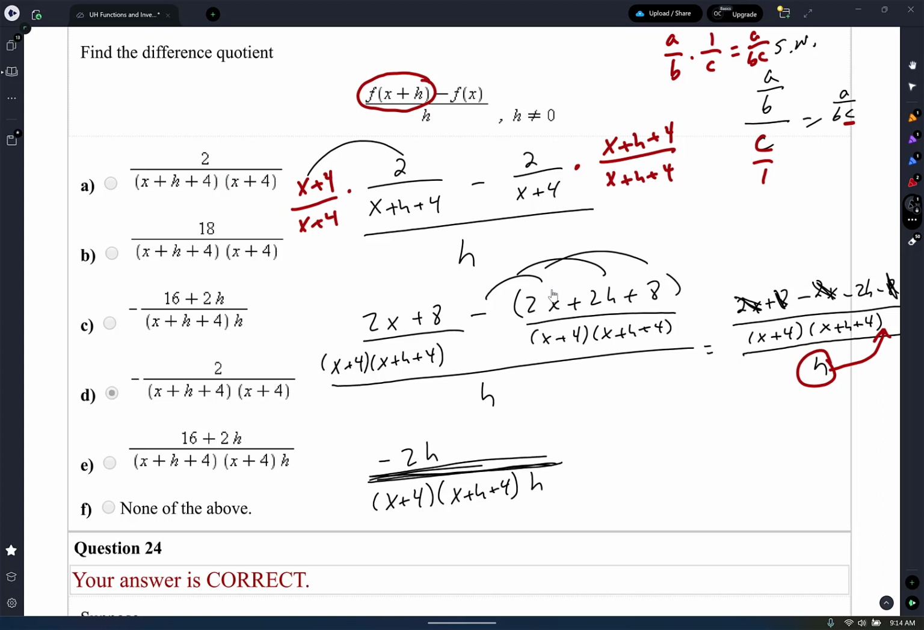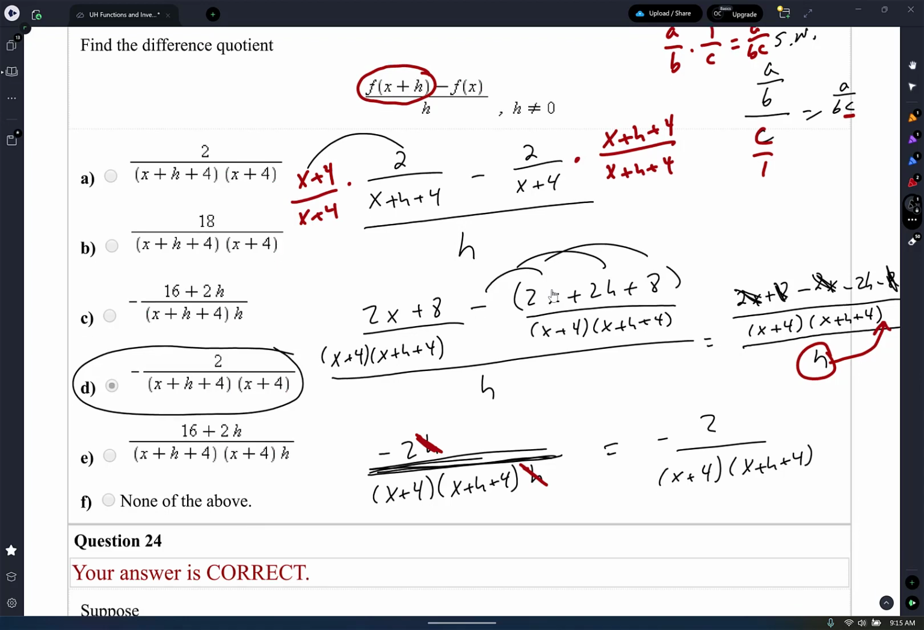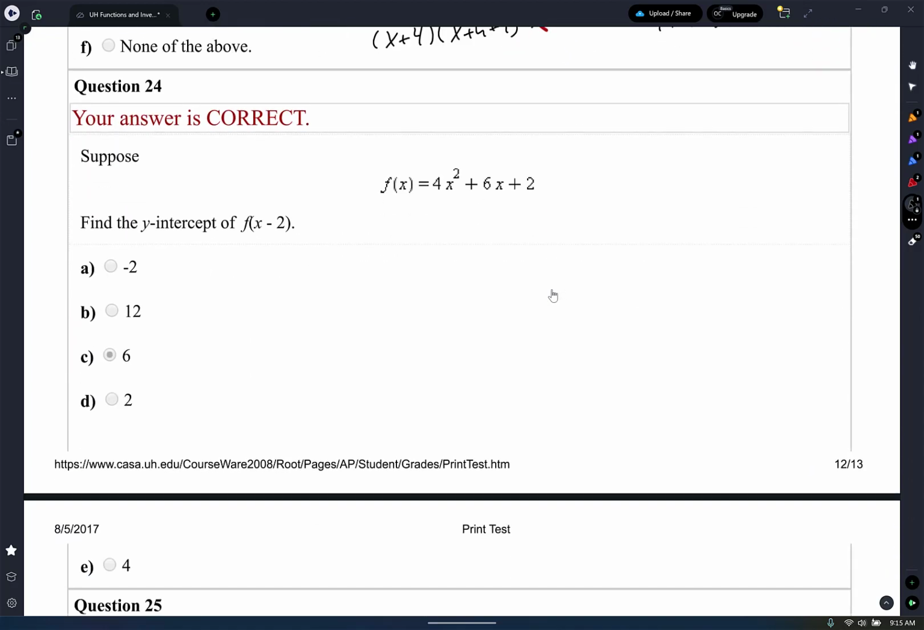Because I have inverse operations, I'll slow down so you guys can catch up. What cancels out? Yeah, the h's. I have inverse operations. I have a product on the top, a product on the bottom. This h with this h. And there it is. I just have negative 2 over x plus 4, x plus h plus 4. Cool or not cool? All right. Last two, and then we're done.